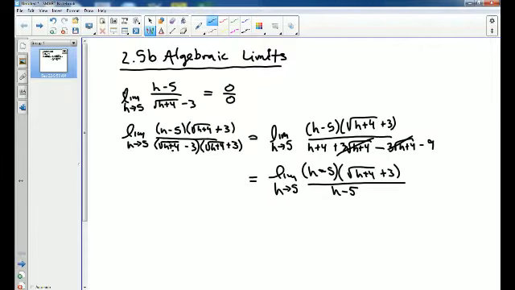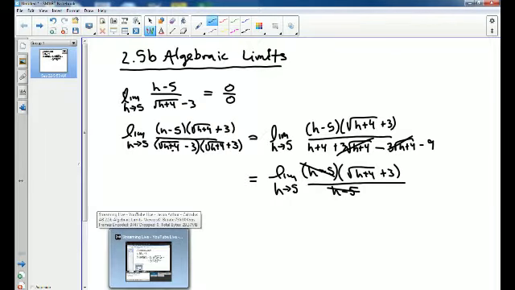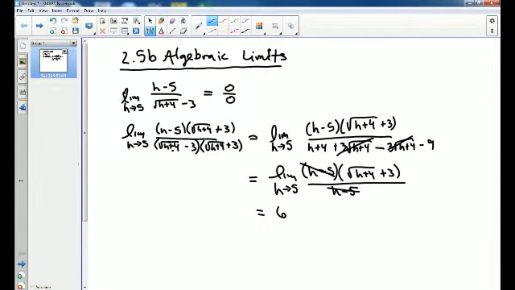We've set you up for success. You cancel, and now you plug and chug. 5 plus 4 is 9, and the square root of 9 is 3, positive. So multiplying by the conjugate can sometimes be very handy. Just remember to be precise on your algebra when you multiply those out.